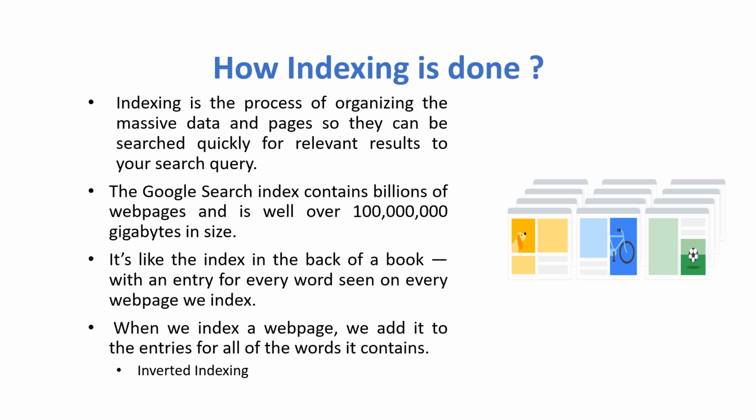Then comes the indexing. The crawler has collected all the web pages, so it is now raw, unstructured text. It cannot be used by the search engine, so it has to be organized. That's what indexing is going to do. We have massive data with us, and now it has to be organized. Of course, the Google search index contains billions of web pages, and the index size is over 100 billion gigabytes.